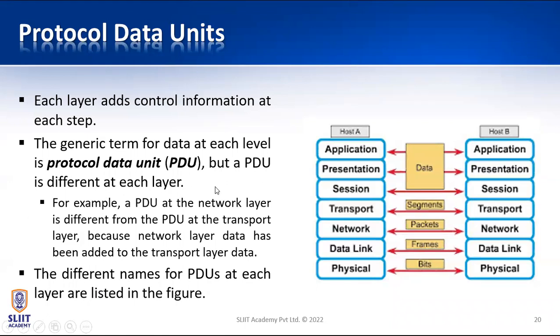The generic term for data at each level is protocol data unit, PDU, but a PDU is different at each layer. So we don't call it by a common name. We have different names for each and every layer. For example, a PDU at the network layer is different from the PDU at the transport layer. So the network layer PDU name is packet, and the transport layer PDU name is segment. The different names for PDUs at each layer are listed in the figure. So you can see what protocol data unit names are given for each and every layer in this diagram.